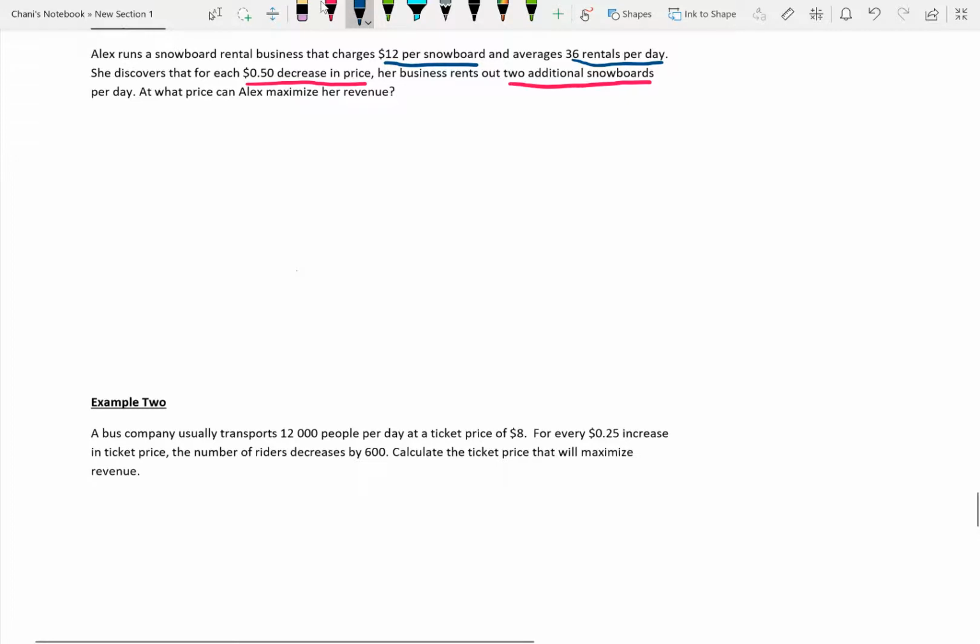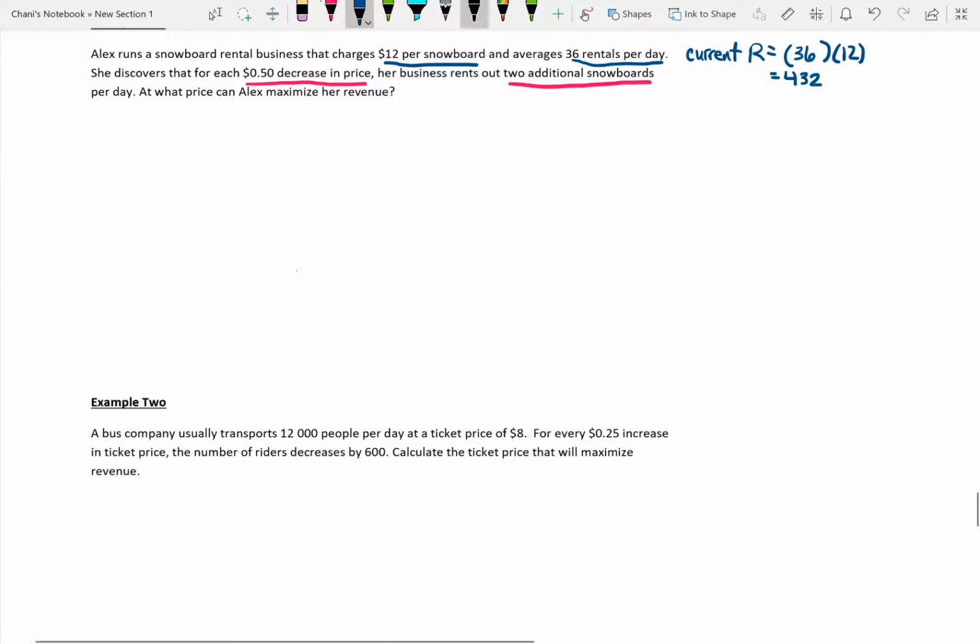Before we get to the formal mathematical solution, let's just think about what's going on here. You can do this on the side or on a separate piece of paper, just in a little corner. So right now, her current revenue is 36 snowboards times $12 per snowboard, so she's getting $432 per day. That's pretty good.